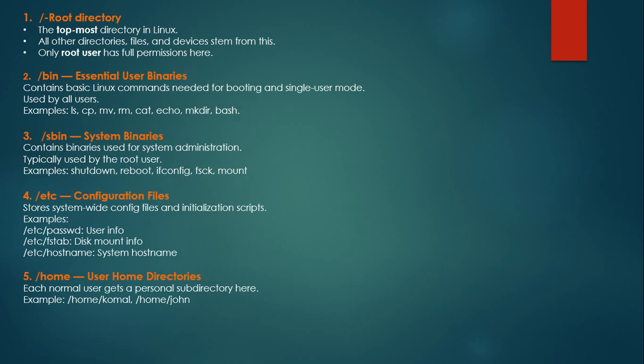Now come to the next folder, sbin. Basically it contains system and admin commands, such as shutdown, reboot, and ifconfig. All the system-related or admin-related commands are inside this sbin. Now come to the next, etc. In this folder, all the configuration files are stored.